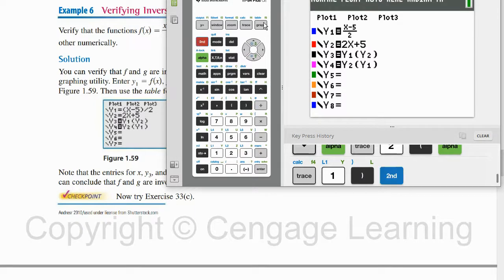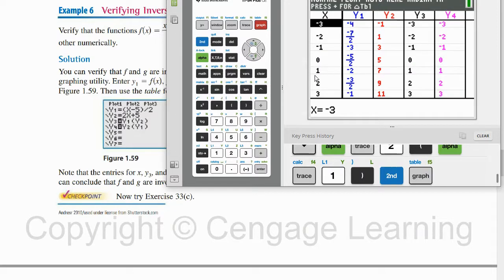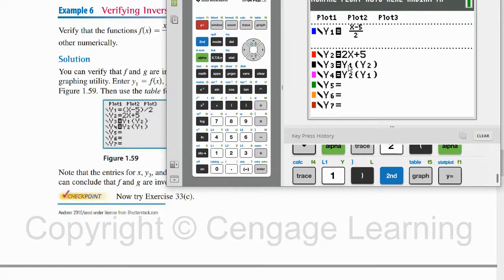All right, so let's go to our table, second graph. I want you to look in Y3 and Y4. That's what we're really interested in. Every time you put in a -3, you get -3, -3. Every time you put in a -2, you get -2, -2. Every time you put in -1, -1, -1. What does this mean? This means that these are always equivalent. What were these? The composition. So this was like f of g of x, and this was g of f of x.